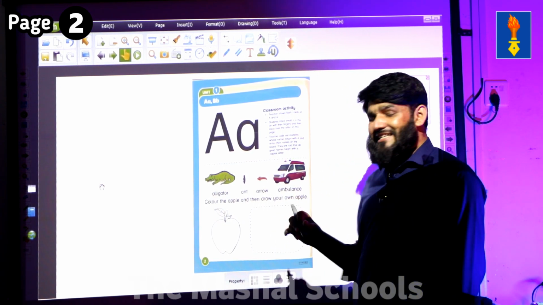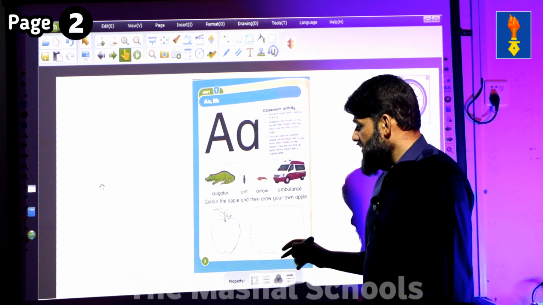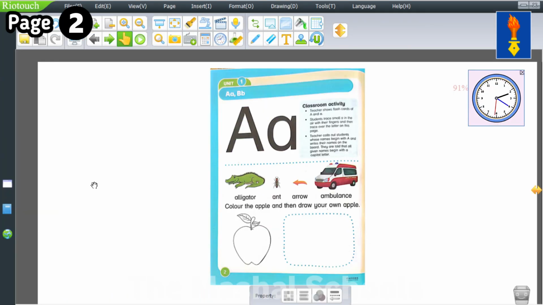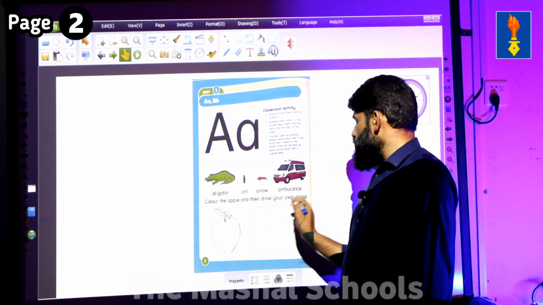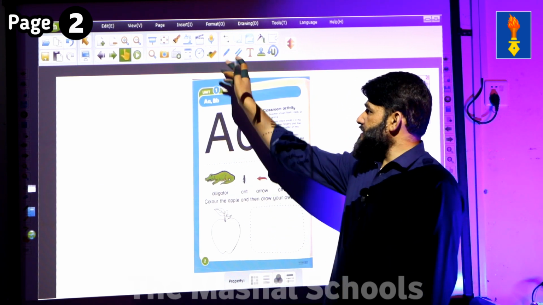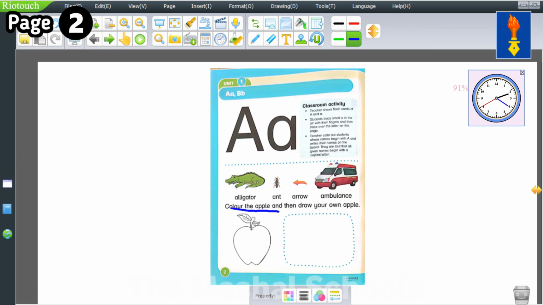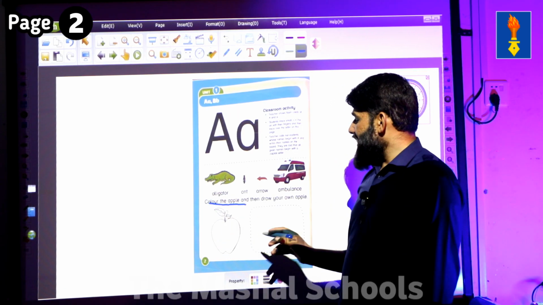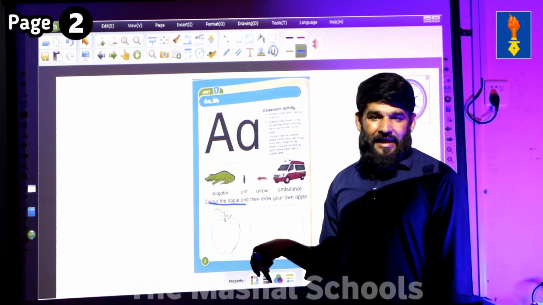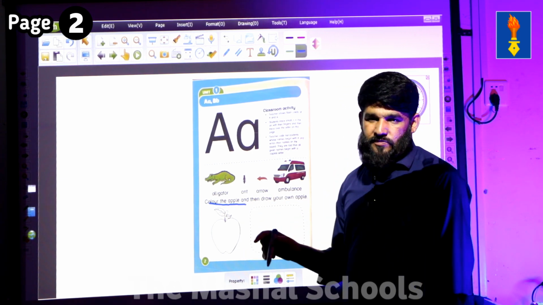Okay, the second activity on the same page is that we have an apple. Color the apple and then draw your own apple. The first activity is to color the apple. We have to color this apple. After that, we have to draw the same apple in the next box.